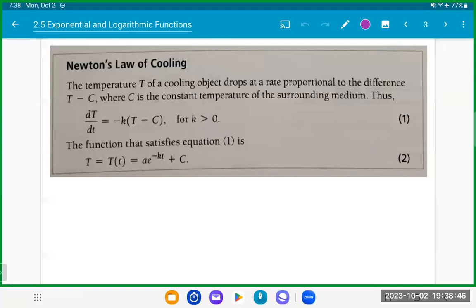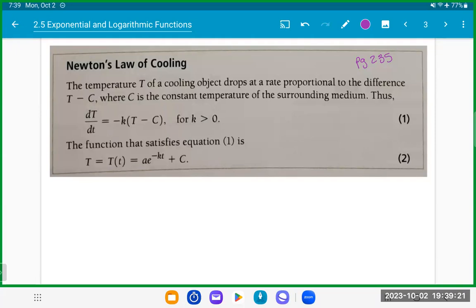All right. So on page 235 of your textbook is Newton's law of cooling. We're not really going to spend a whole lot of time on that, but I've put it out here for you, where you can see that the temperature T of a cooling object drops at a rate proportional to the difference between T and C, where C is the constant temperature of the surrounding medium.